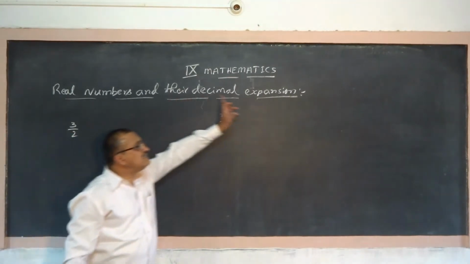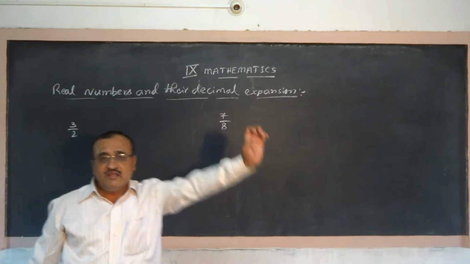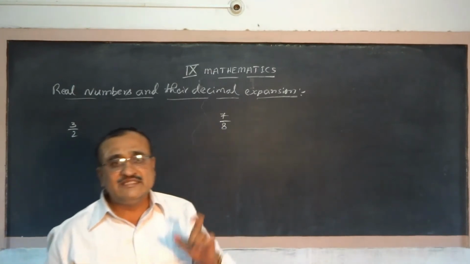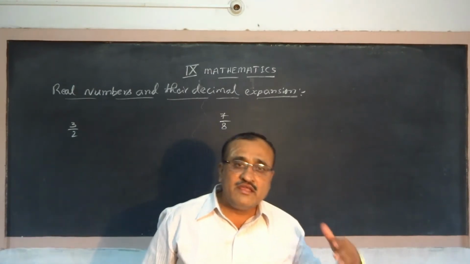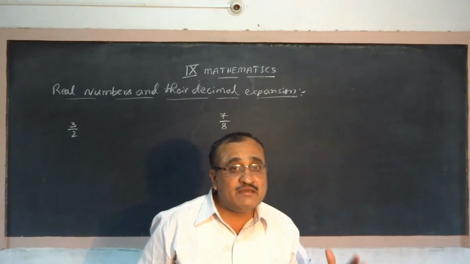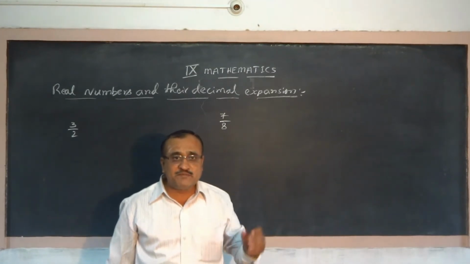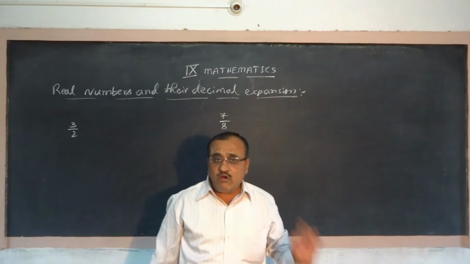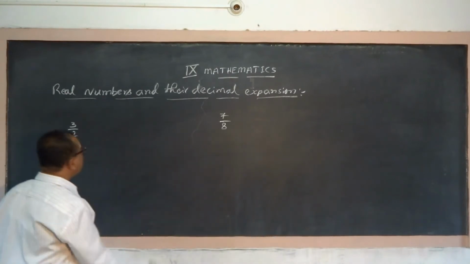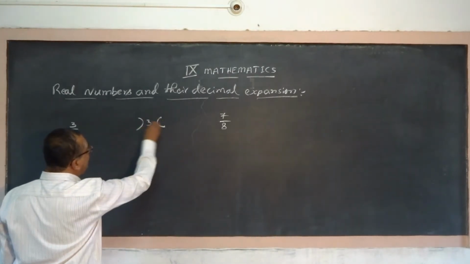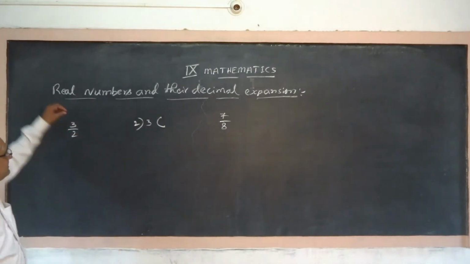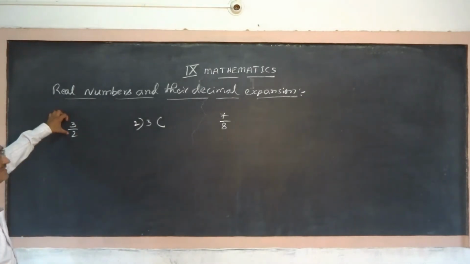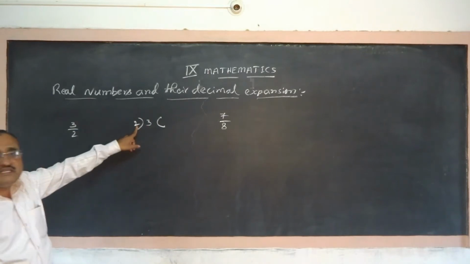Real numbers and their decimal expansion. We have to convert that rational number into a decimal number, or we have to express that one in decimals. How do you do that? Let us divide the numerator by the denominator. This is the numerator and this is the denominator. So now divide the numerator by the denominator.